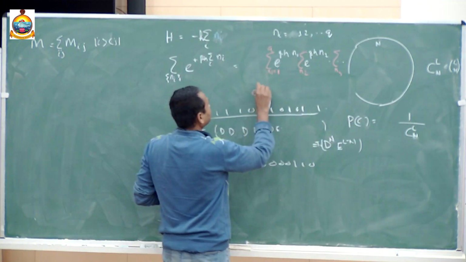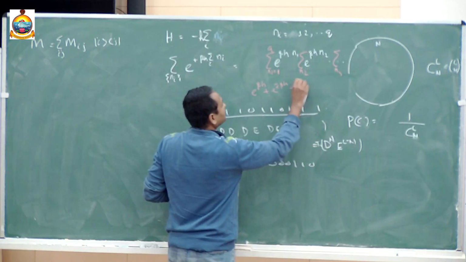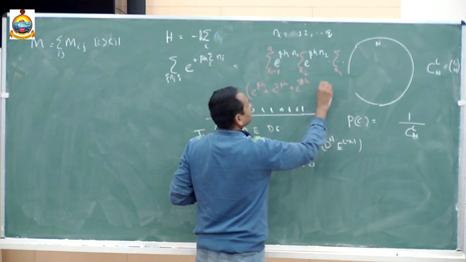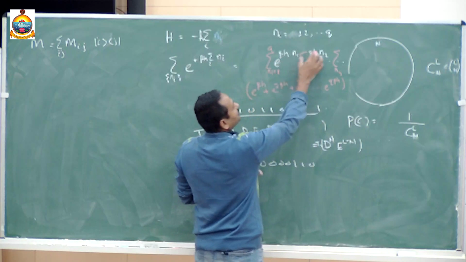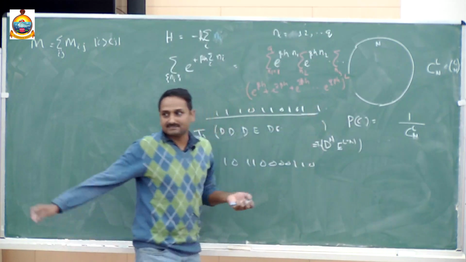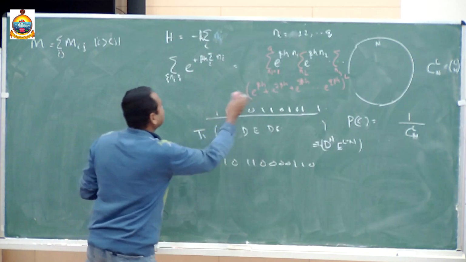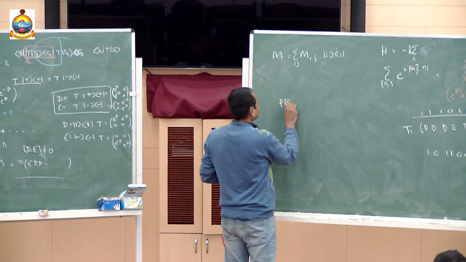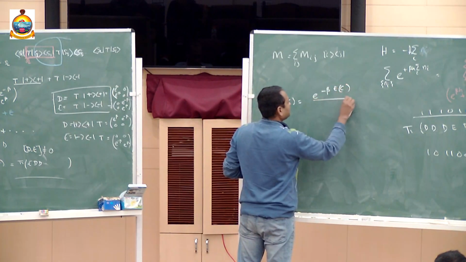So e to the power beta h plus e to the power 2 beta h plus e to the power 3 beta h, all this up to e to the power q beta h. And each of them you get the same term, so there are L such things, to the power L. That's the partition function. So the probability of a configuration is equal to e to the power minus beta E of c divided by the partition function.